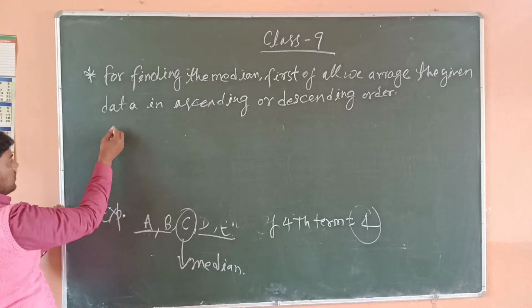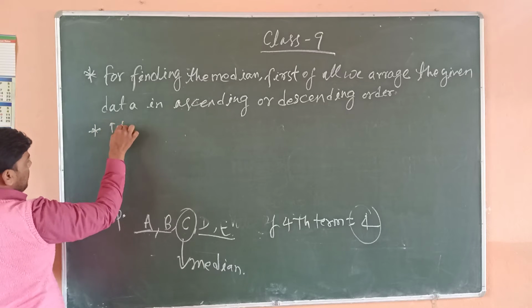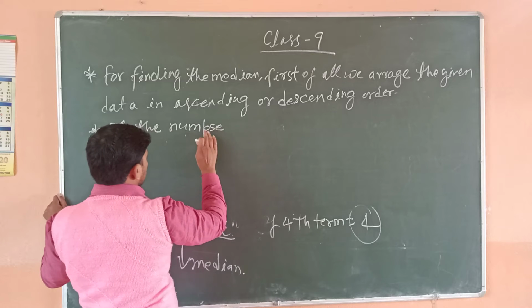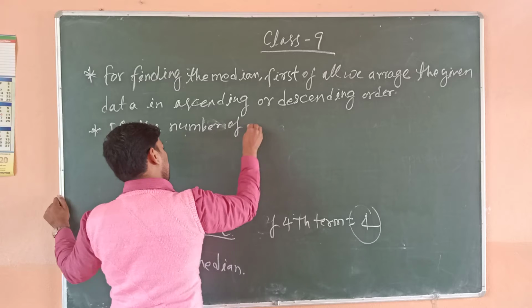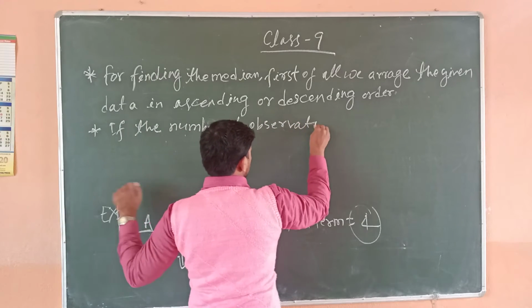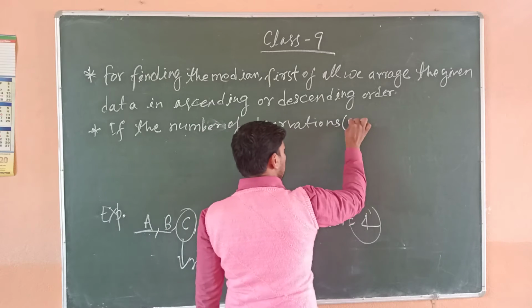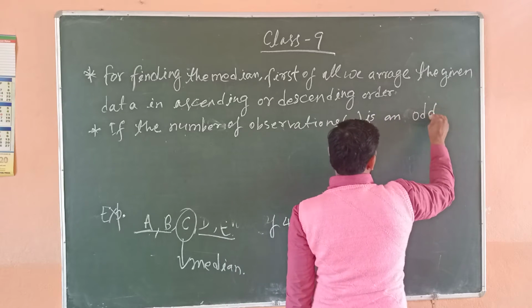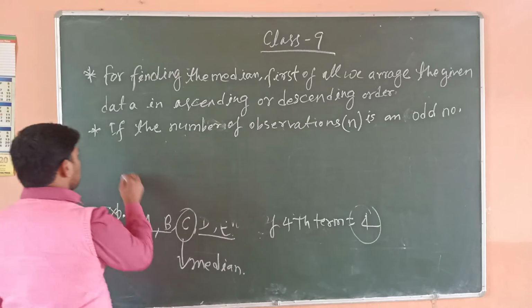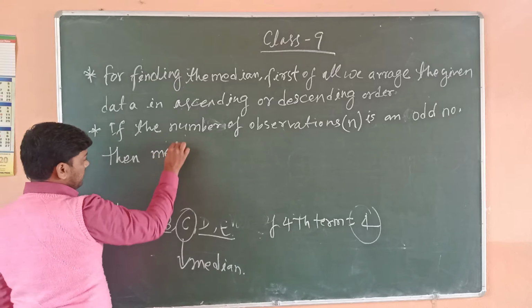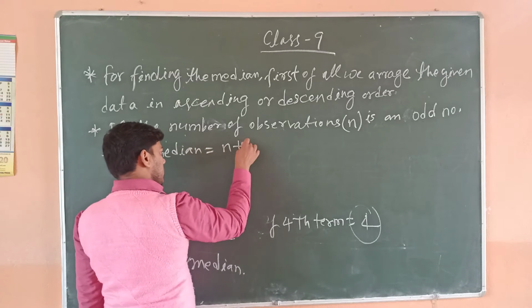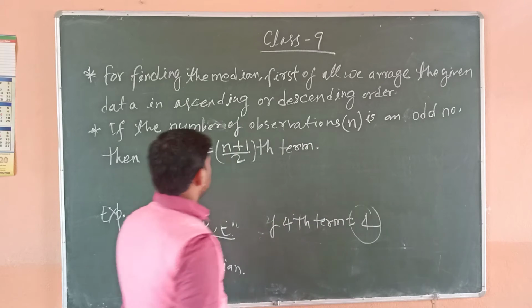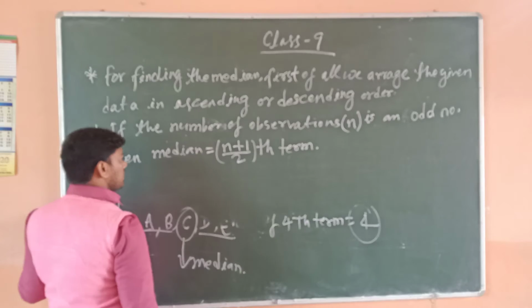If the number of observations, n, is an odd number, then median is equal to the (n plus 1) upon 2 th term.